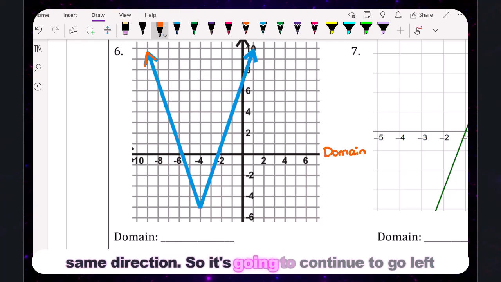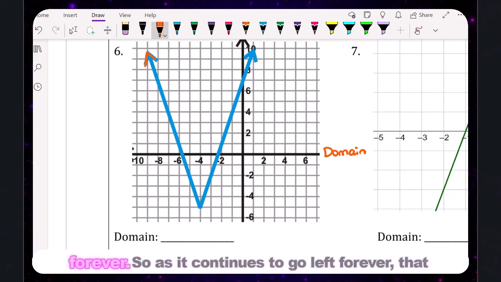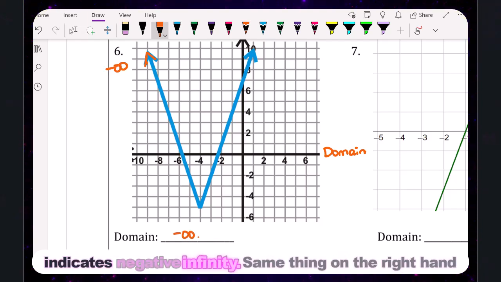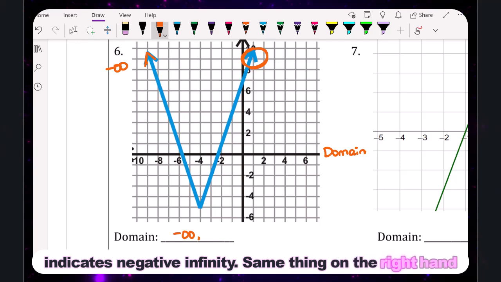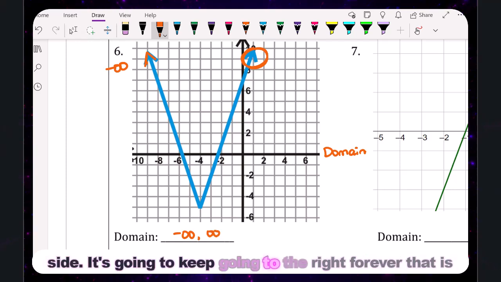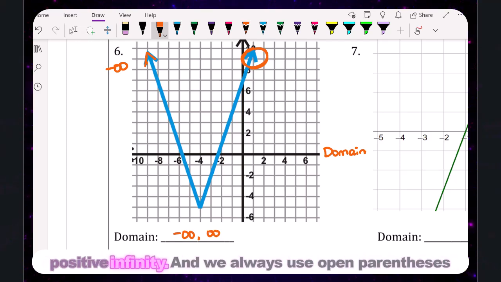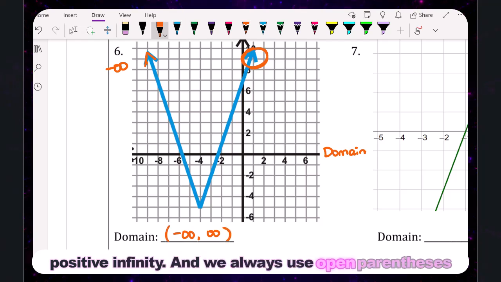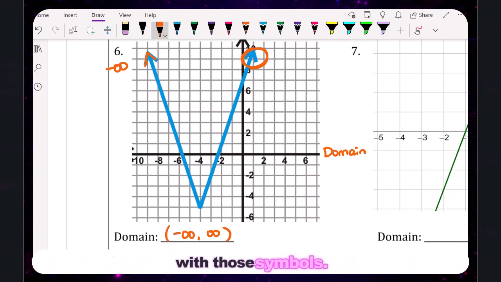So it's going to continue to go left forever. As it continues to go left forever, that indicates negative infinity. Same thing on the right-hand side. It's going to keep going to the right forever. That is positive infinity, and we always use open parentheses with those symbols.